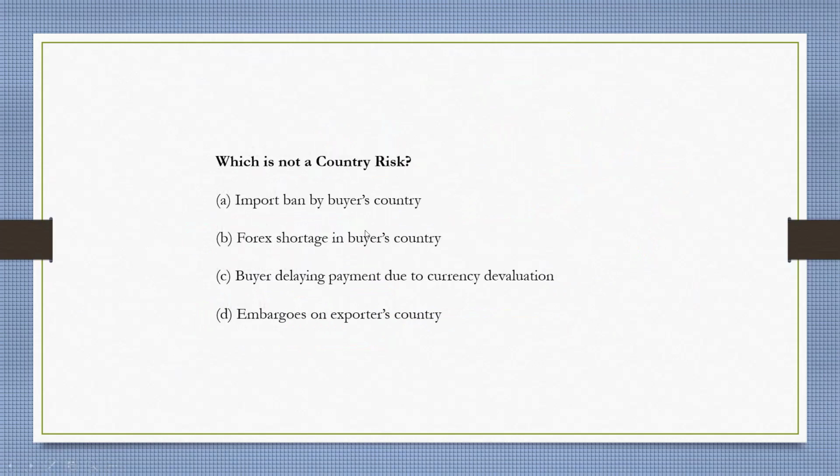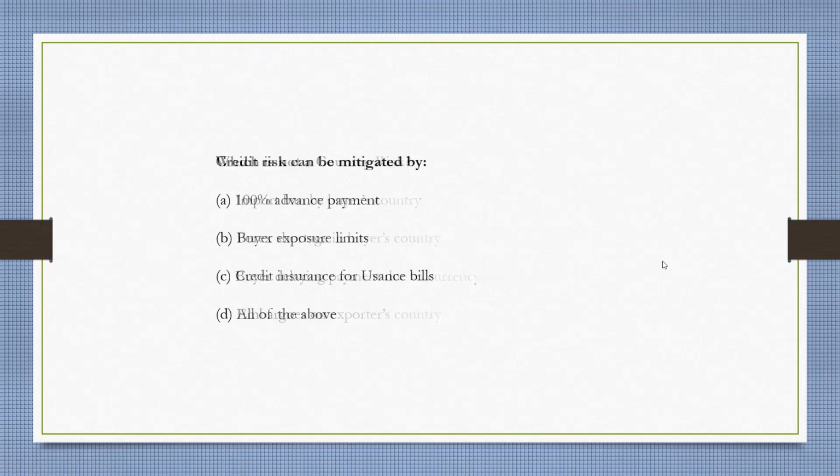Which is not a country risk? Import ban by buyer's country, forex shortage in buyer's country, buyer delaying payment due to currency devaluation, embargoes on exporter's country. So let's see what is the right answer. Correct answer is C, buyer delaying payment due to currency devaluation. So this will not be called a country risk.